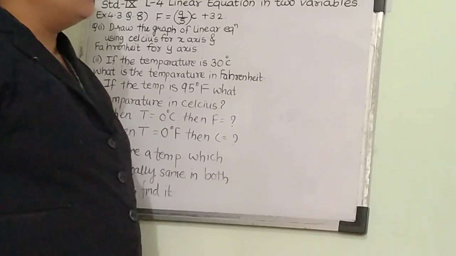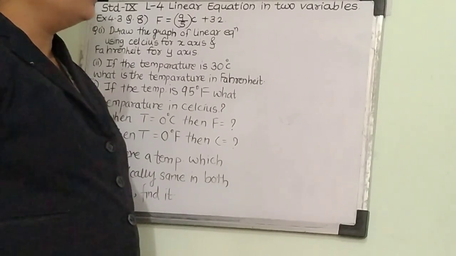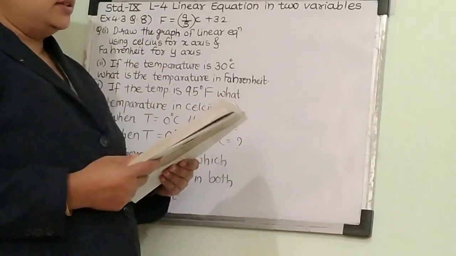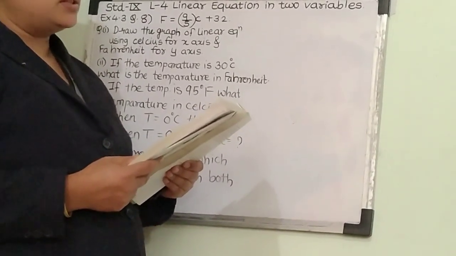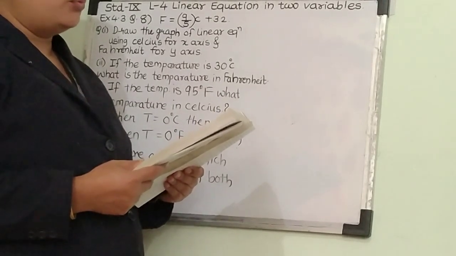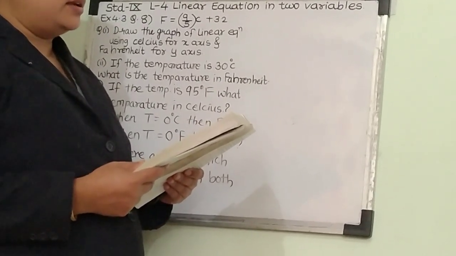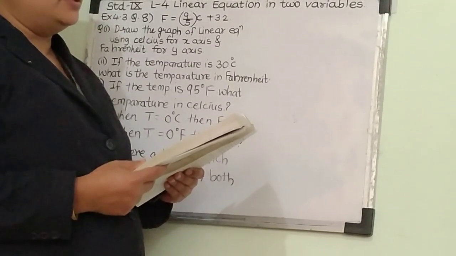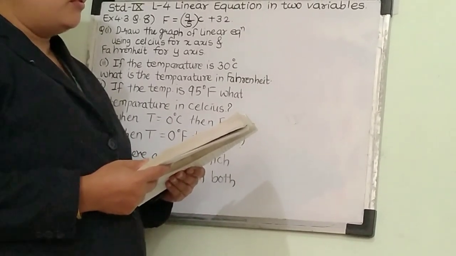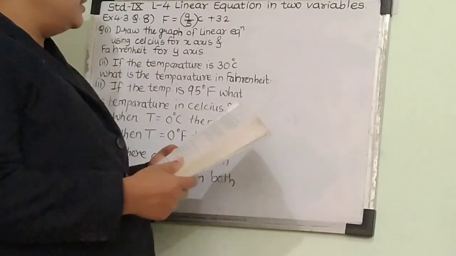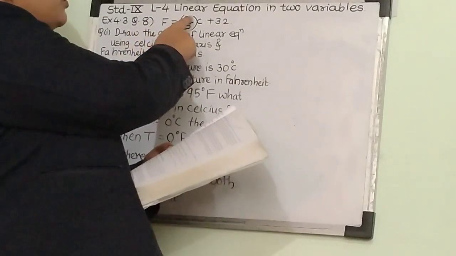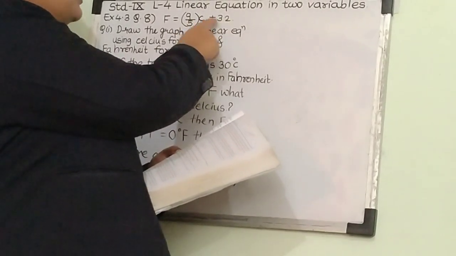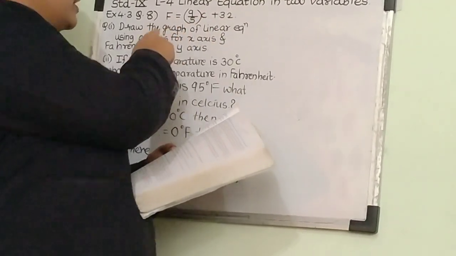First I will read question number 8 from the textbook. In countries like USA and Canada, temperature is measured in Fahrenheit, whereas in countries like India, it is measured in Celsius. Here a linear equation that converts Celsius to Fahrenheit is given: F equals 9 upon 5 C plus 32. C means Celsius, F means Fahrenheit.